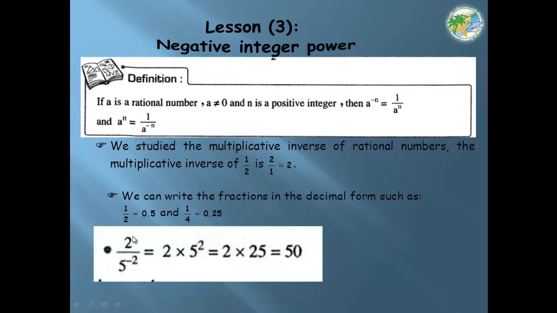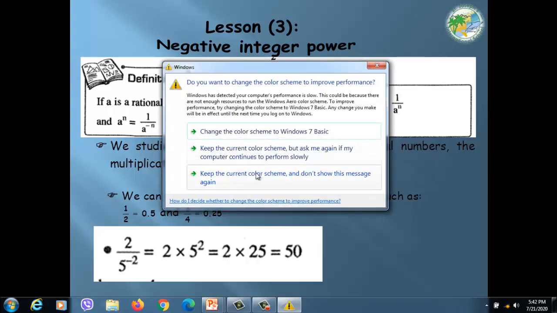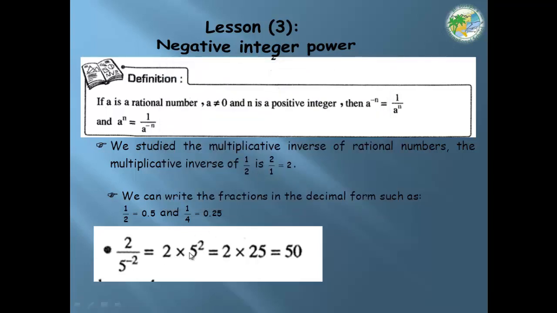We have 2 over 5 power negative 2. I said we can change the place of the number with the negative sign. It is here in the denominator, then we can change it into the numerator and change its sign. It will be 2, and here negative 2 changes into positive and we write in the numerator 5 power 2. Okay. 2 times 5 power 2 equal 2 times 25 equal 50. Fine.